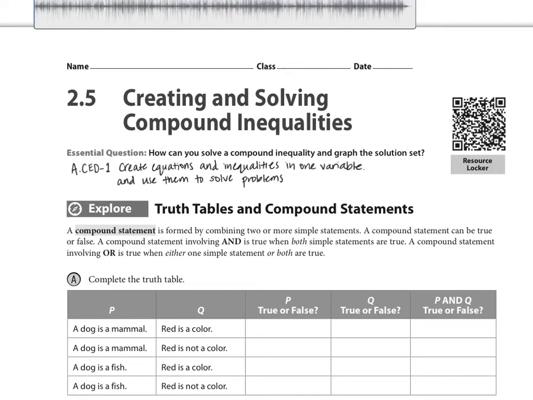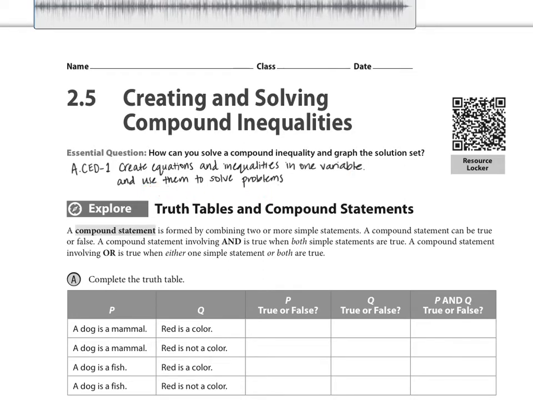Hello, Mr. Bain here. Today's lesson is 2.5, creating and solving compound inequalities. The essential question is how can you solve a compound inequality and graph the solution set? And the standard A.CED.1: create equations and inequalities in one variable and use them to solve problems.